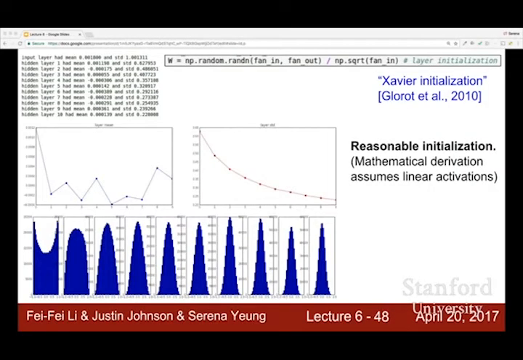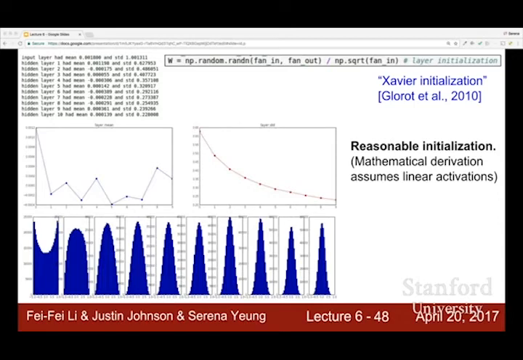So basically, it's really hard to get your weight initialization right. When it's too small, they all collapse. When it's too large, they saturate. So there's been some work in trying to figure out, well, what's the proper way to initialize these weights? And so one kind of good rule of thumb that you can use is the Xavier initialization. This is from this paper by Glorot in 2010.